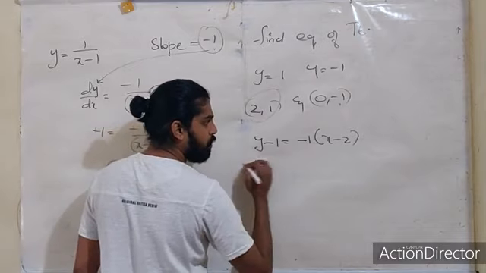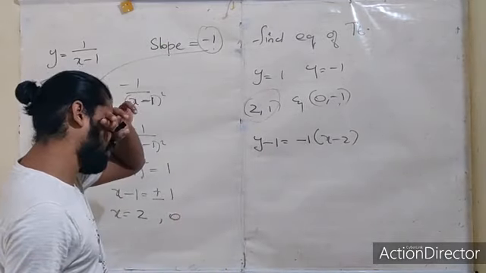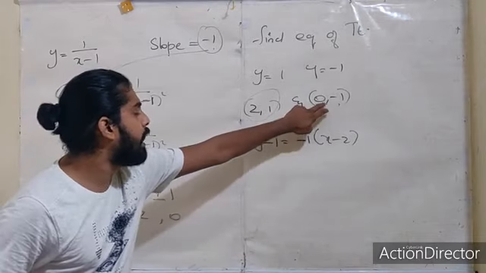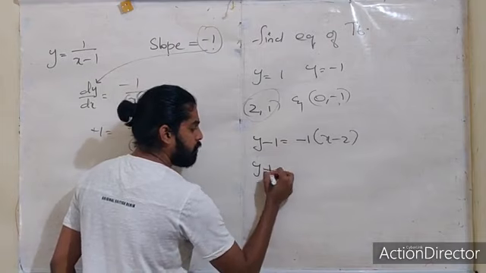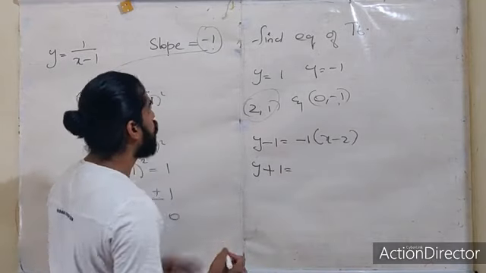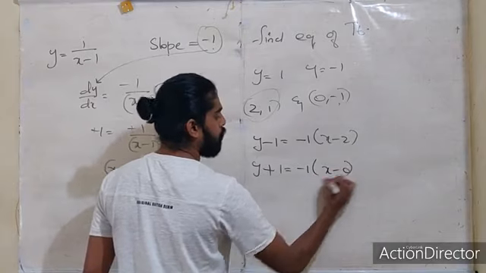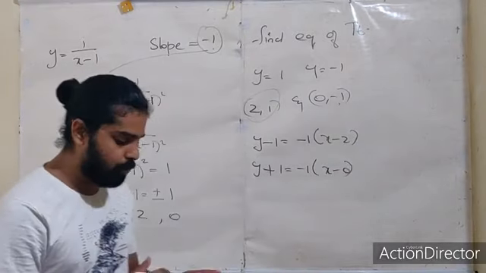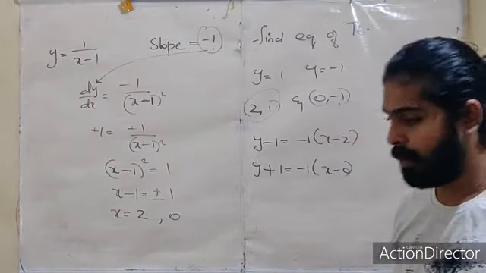On simplifying this, you will get the equation of one line. Then you can take the other point: y plus 1 is equal to the slope negative 1 into x minus 0. You have to simplify this, I think you will do it alone, and you will get the equation of the next line. Okay, we will move to the next question.